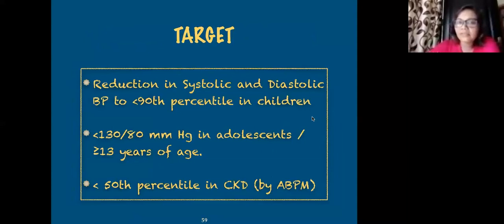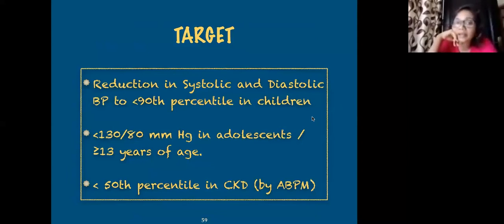So what would be your target when you start pharmacotherapy? You have to bring systolic as well as diastolic blood pressure to less than 90th percentile in children. So in adolescents more than 13 years of age, it is less than 130 by 80 millimeters of mercury. And in CKD, it is recommended to be less than 50th percentile. And they are recommending to use ambulatory blood pressure monitoring in that setting, which we don't practically use. But you can keep in mind that CKD requires more aggressive reduction in blood pressure.